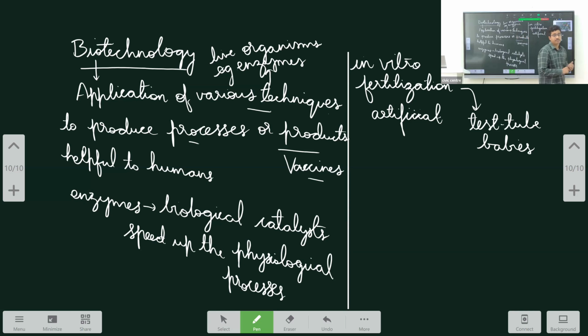For example, if the couple are not able to ensure the insemination or fertilization properly, in such cases, to make sure that they produce their offspring, this is like a survival instinct. So test tube babies.